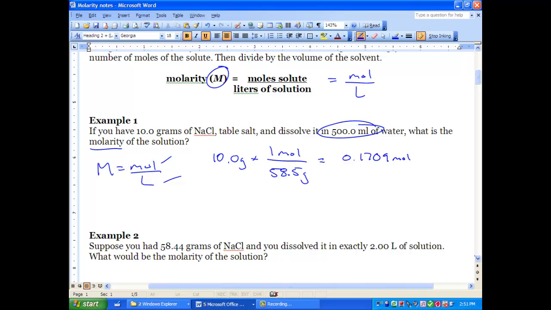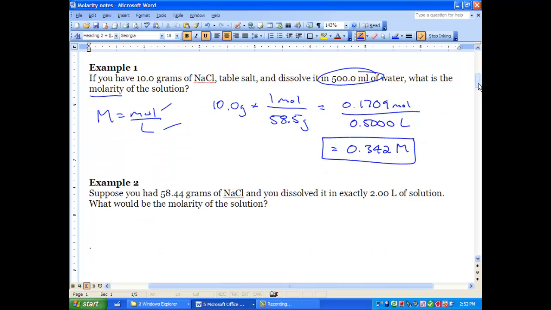Well, you need moles per liter. We have 500 mils, so 500 mils into liters. You can simply do this in your head. Gives you 0.5000. Divide those numbers out. Round to the least number of sig figs, which is 3. 0.342 big M. So that is the concentration of salt in solution. You guys can try this next one, or we'll do this one tomorrow.